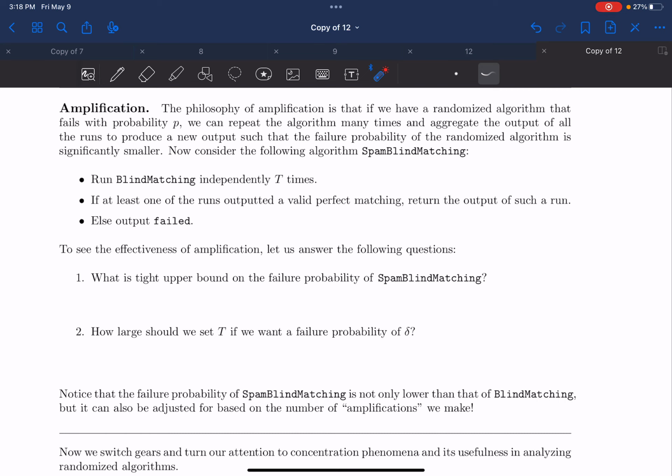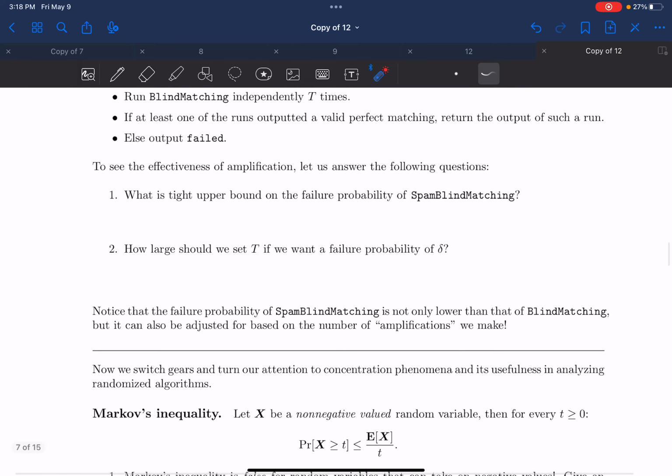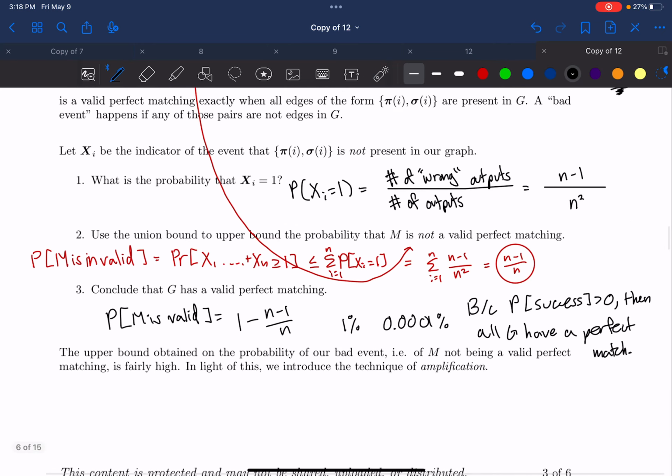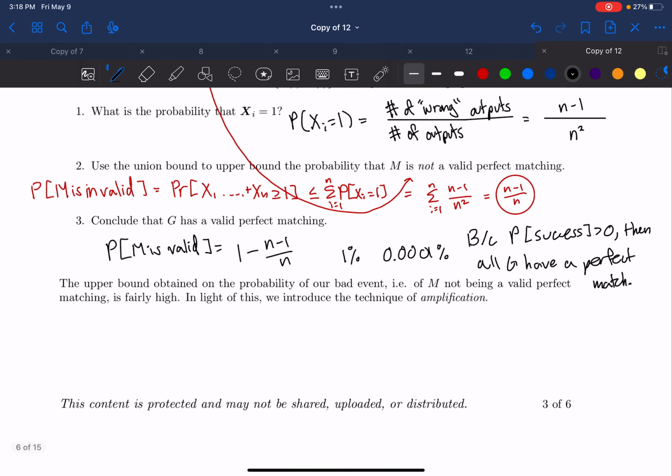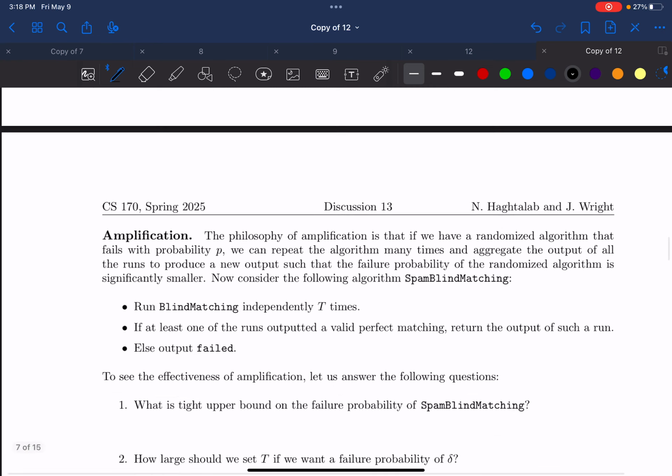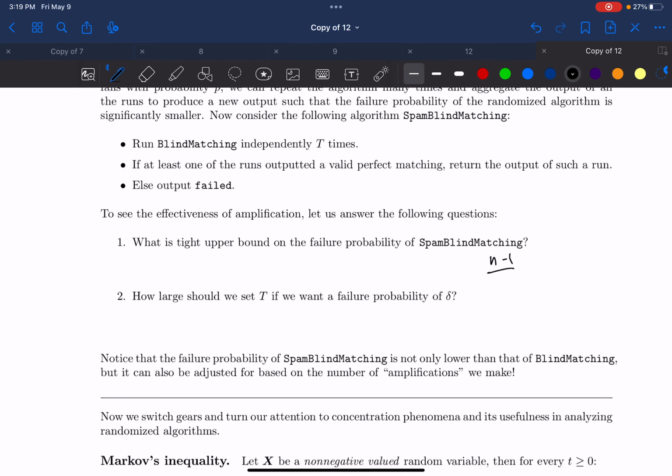So what is the tight upper bound we have on spam blind matching? Well, we know from above that the chance that a single run fails is going to be n minus 1 over n. So then the chance that spam blind matching is going to fail is essentially going to be the chance that everything fails, right? We have t runs, and the idea is every single one is a fail. So fail, fail, fail, dot dot dot, fail. So what is the chance that this occurs? That's the probability we're calculating here. And that's essentially just going to be this value to the power of t.